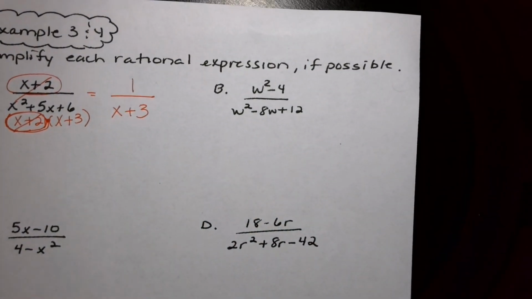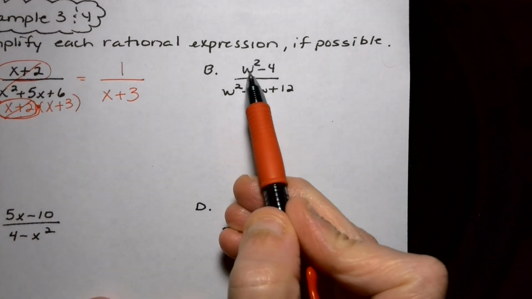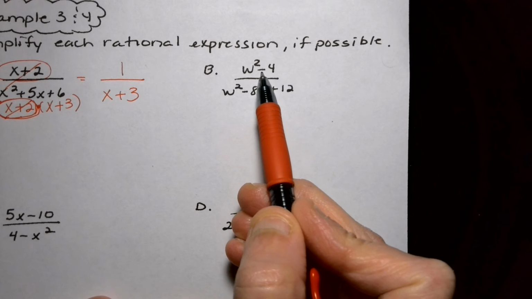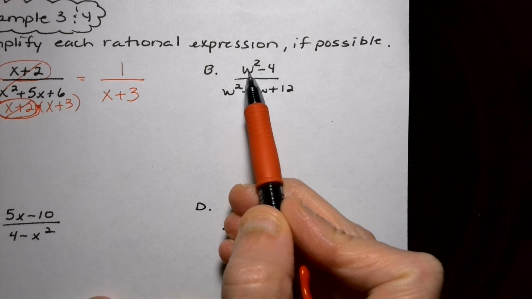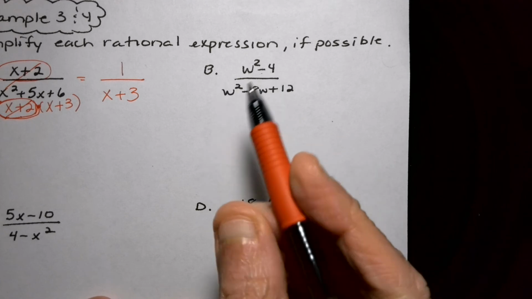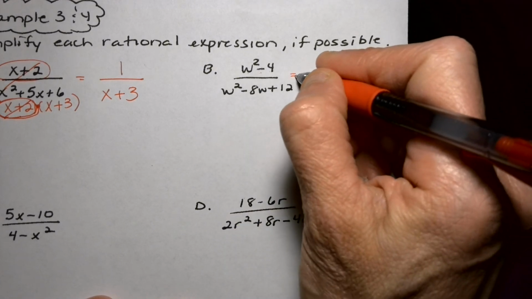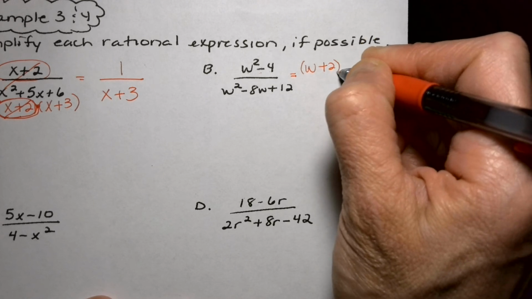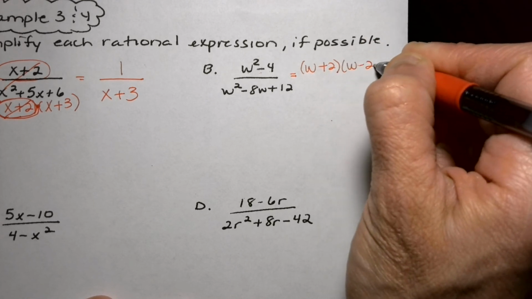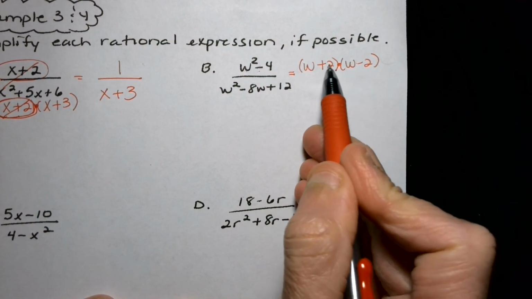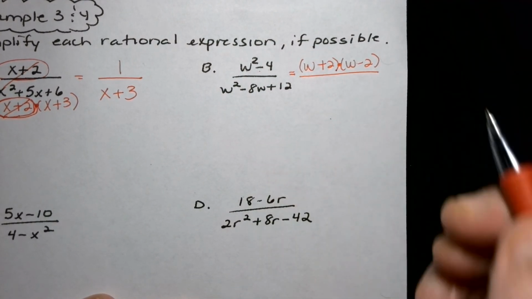All right, let's look at B. They slowly get a little more difficult. I'm wondering who can notice the pattern here. That's a difference of 2 perfect squares. That's right. So that can be broken down into w plus 2 and w minus 2. Oh, good, because now we got the multiplication. So if I can get either one of these on the bottom, we can cancel them.